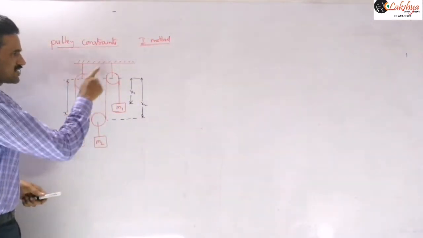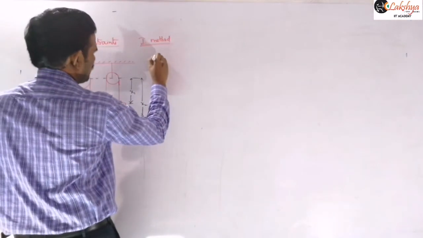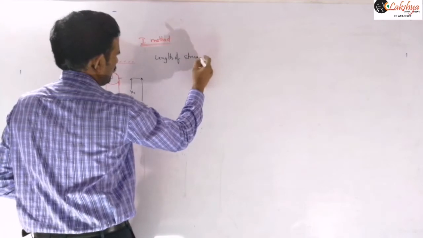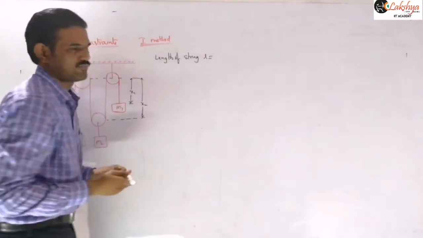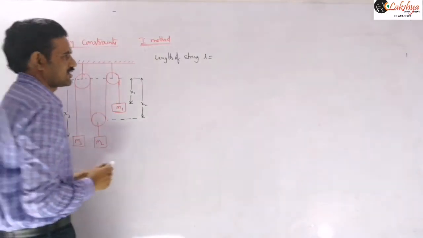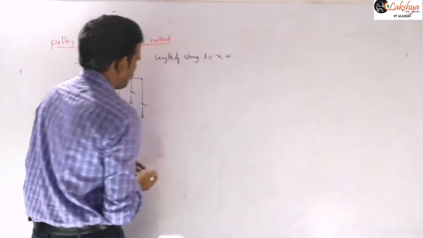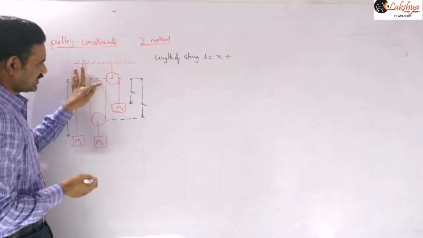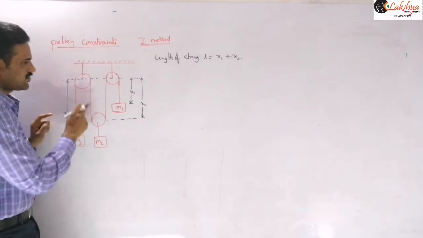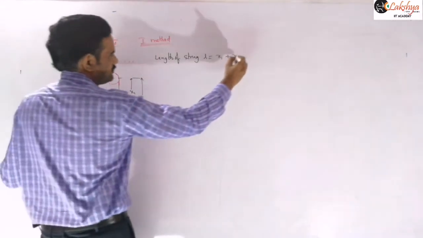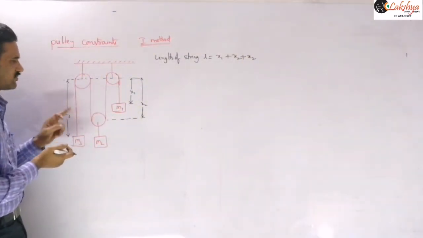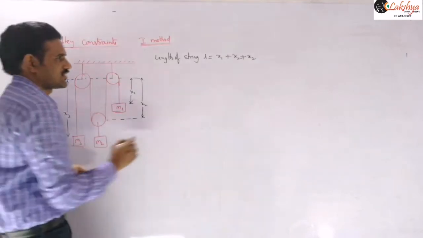So the length of this total string, L, is equal to, starting from this end, X1 plus this length. Next we write the length from the reference level to here, that is X2, and again from here to this length, sorry, X2 only, this side and this length will be the same, X2, and next from here to here, that is X3.